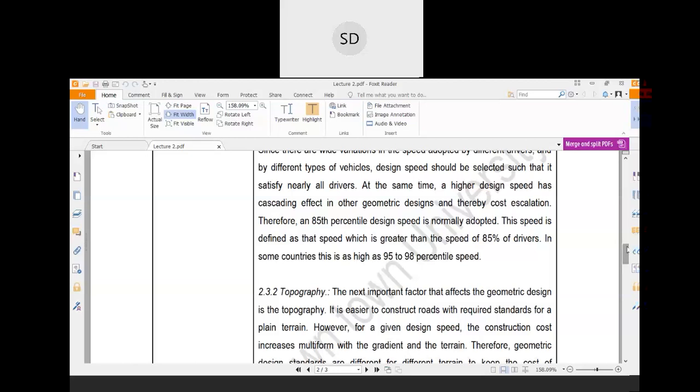At the same time, a higher design speed has a cascading or devastating effect on the other geometric design, thereby it increases the cost. Suppose you want to design a road with 100 km per hour speed. In that case, you have to design the super elevation, and you have to design the width parameters of the road considering that, and if you are doing so, you will increase the cost of construction. For that reason, you have to be very cost effective in considering the design speed.